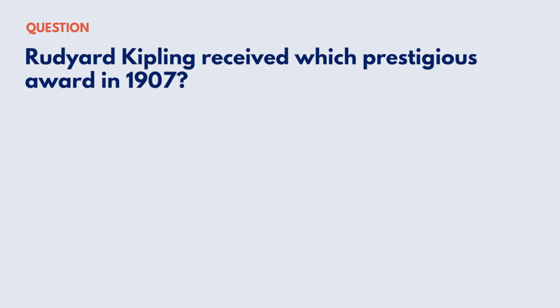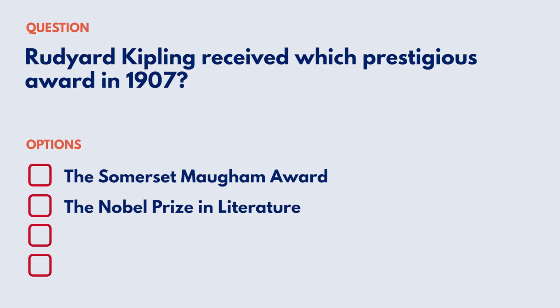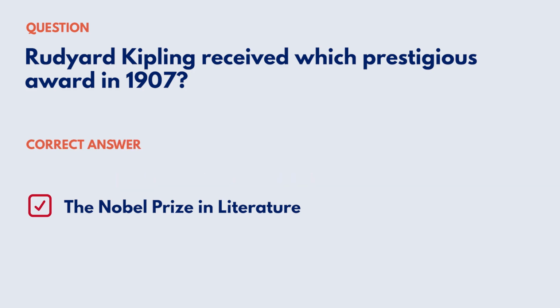Rudyard Kipling received which prestigious award in 1907? The Somerset Maugham Award, the Nobel Prize in Literature, the Pulitzer Prize, the Man Booker Prize. Correct answer, the Nobel Prize in Literature.